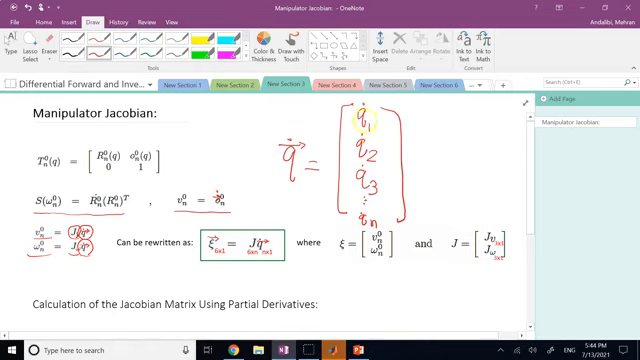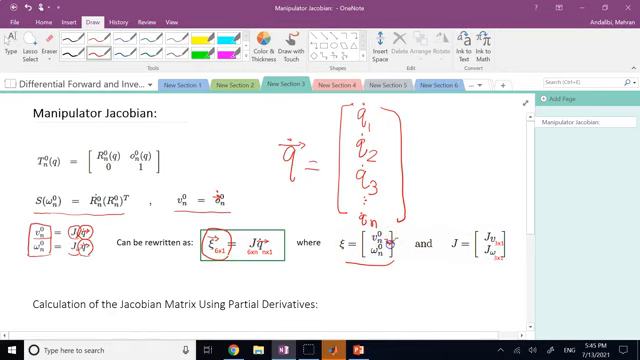For example, for a Scara, it's going to be theta 1 dot, theta 2 dot, d3 dot, theta 4 dot, and so on. So this is the vector of joint velocities. Then, if I can write the linear and the angular velocity of the end effector as some matrix multiplied by this, I can combine these two velocities, linear and angular, into one single vector, call it zeta, where the first 3 components are v and the next 3 components are omega.